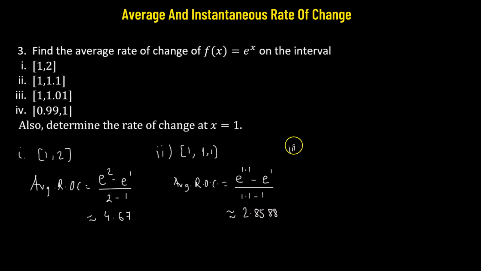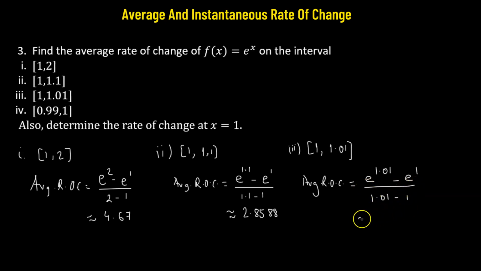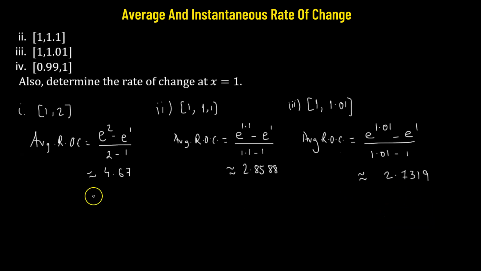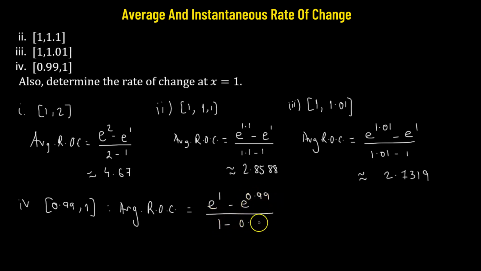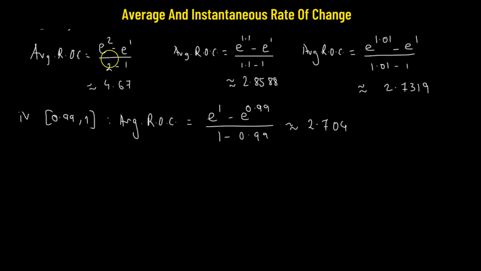2.8588. Number 3, on the interval 1 to 1.01, the average rate of change is e raised to the power of 1.01 minus e raised to the power of 1 divided by 1.01 minus 1. So this is approximately 2.7319. And for the fourth interval, 0.99 to 1, the average rate of change is e raised to the power of 1 minus e raised to the power of 0.99 over 1 minus 0.99. So this is equivalent to 2.704. So let's tabulate each of the values.